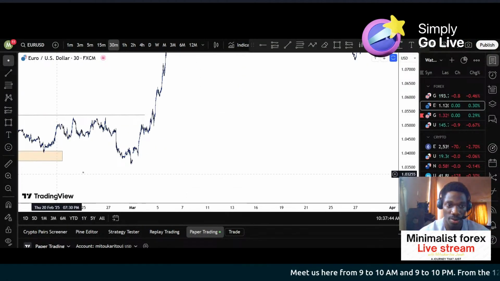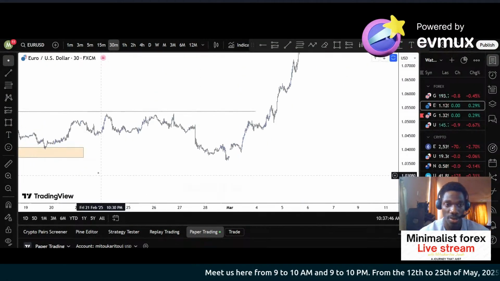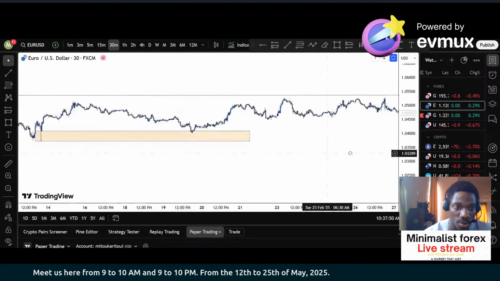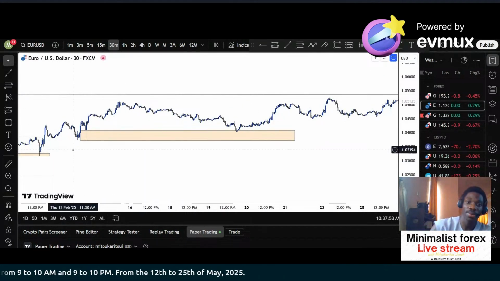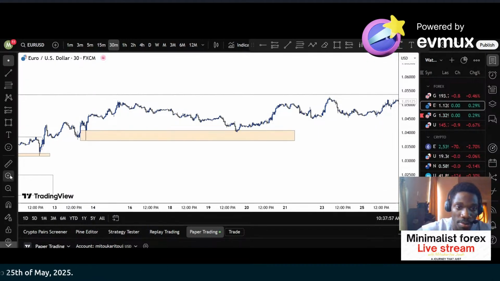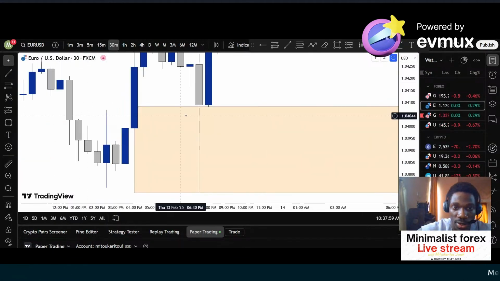So if we go down to M30, it's the same thing. It still looks the same as the M1. This is the demand zone, and price went up from here.